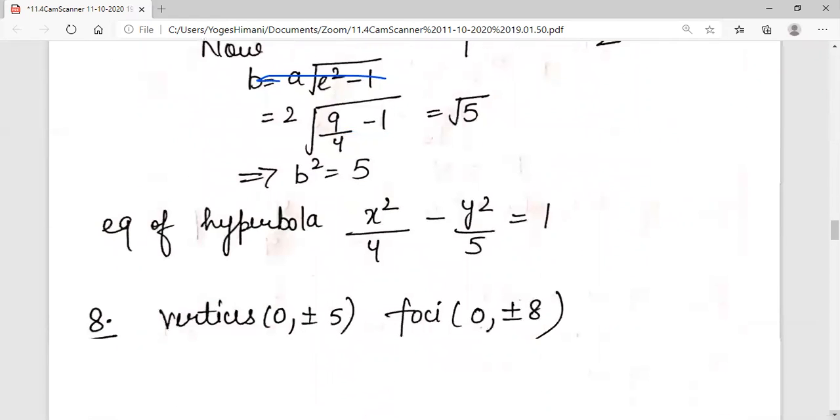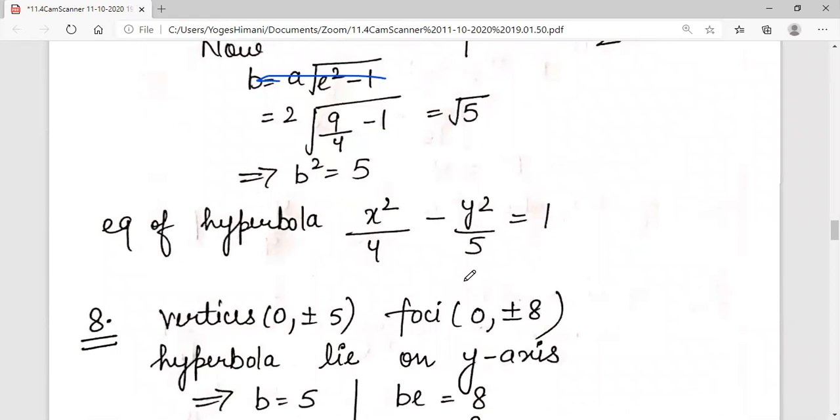And what will be b square? 5. Then what is the equation of the hyperbola? x square by a square, which is 4, minus y square by b square, which is 5, is equal to 1.